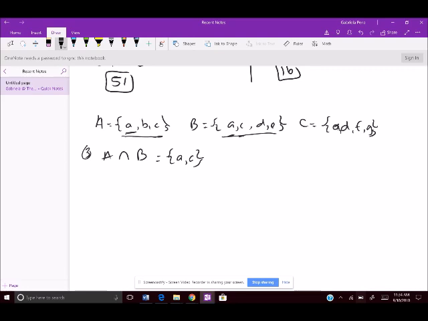Is it excluding C? What do you mean excluding? Because there's C, but it's only asking for A and B. Oh.